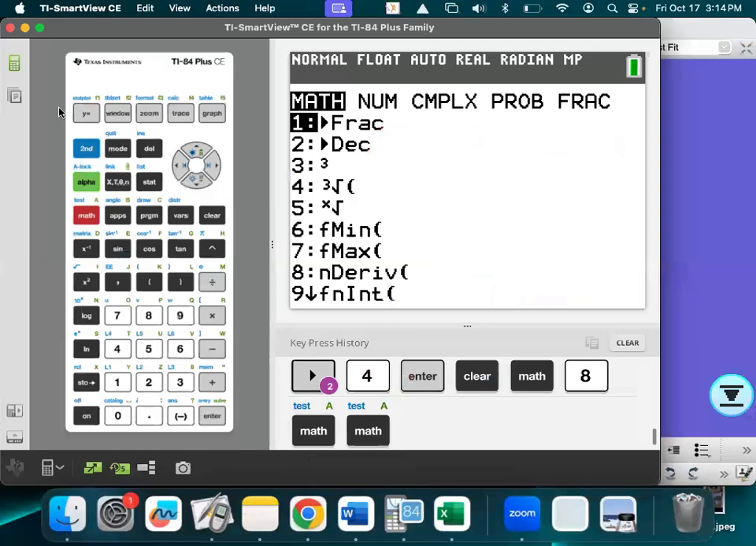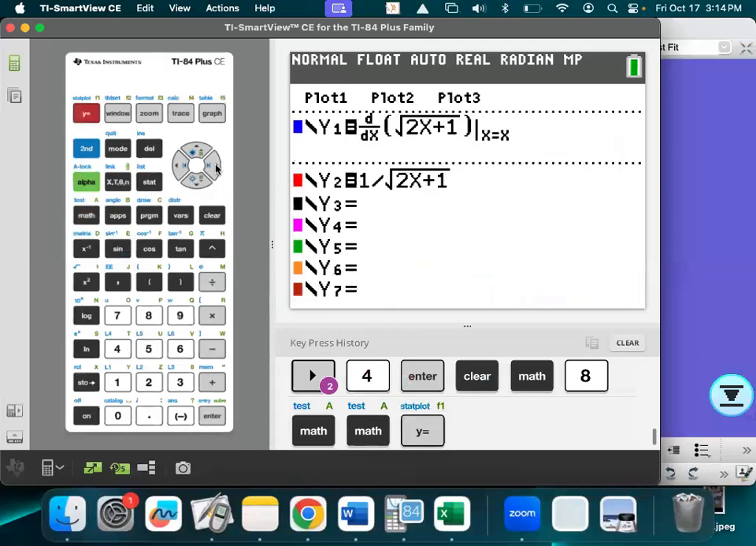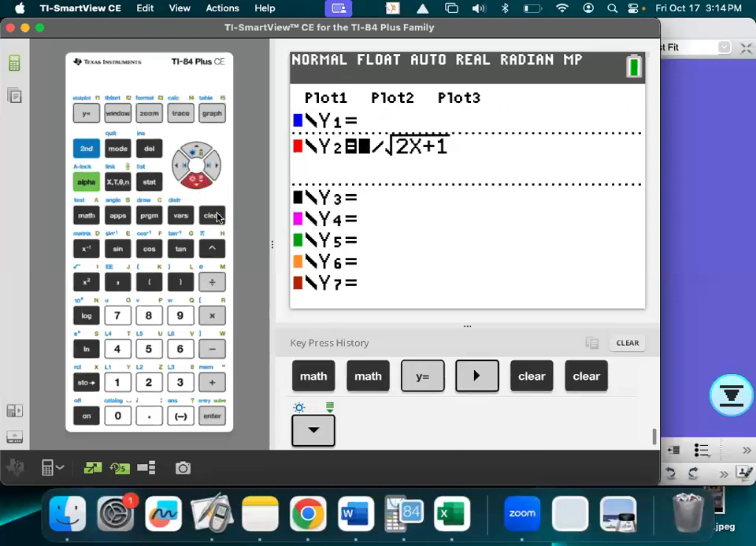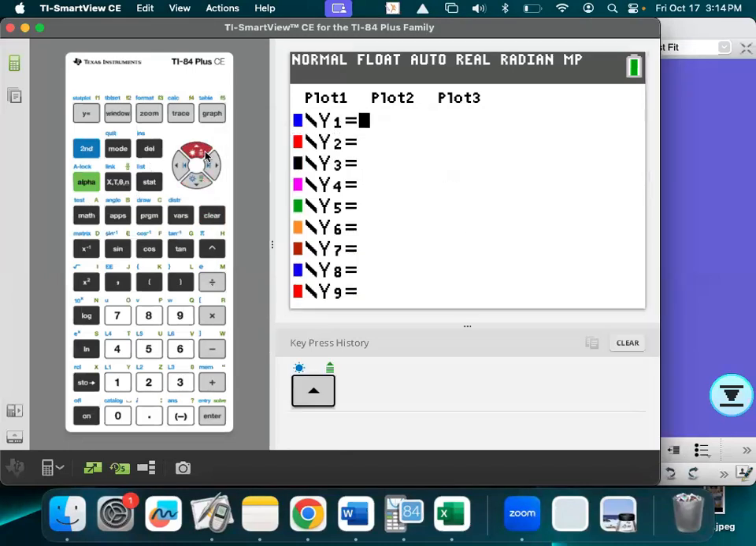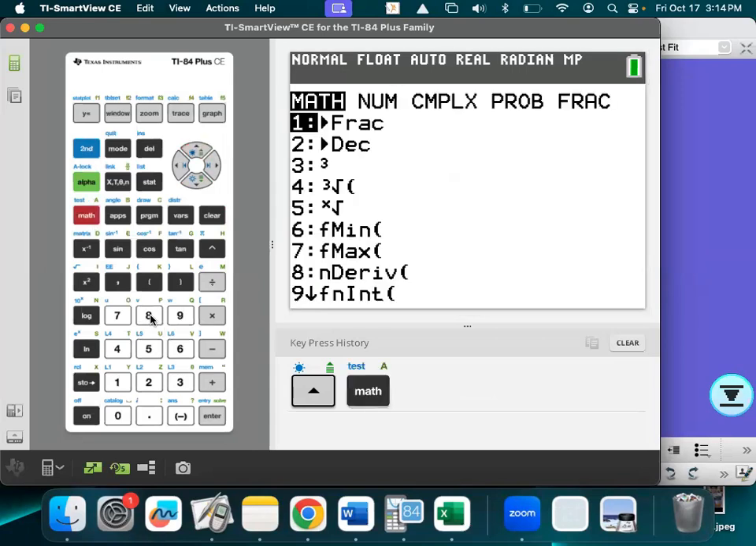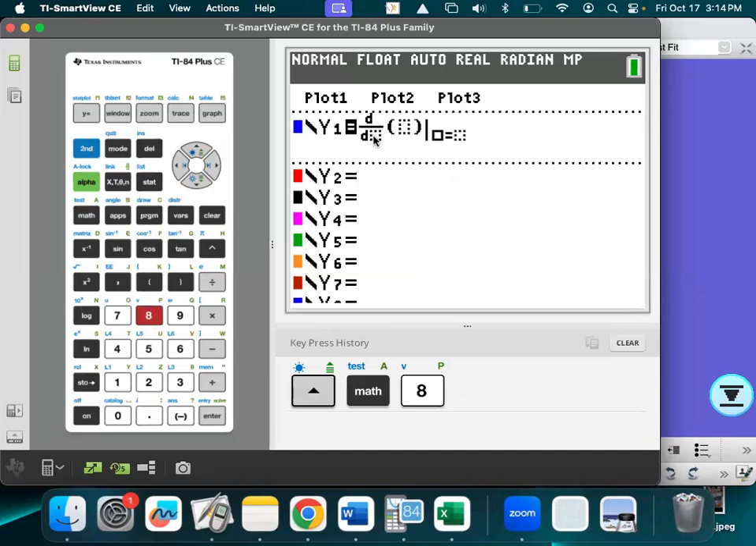So go ahead and go to your y equals. I'm going to clear that out and show you how to do that on your own. And then I'm going to clear my key history, so if you fall behind, it's there. So in y1, we are going to make the calculator tell us what it thinks the derivative is. We do Math 8. We are taking the derivative with respect to x.